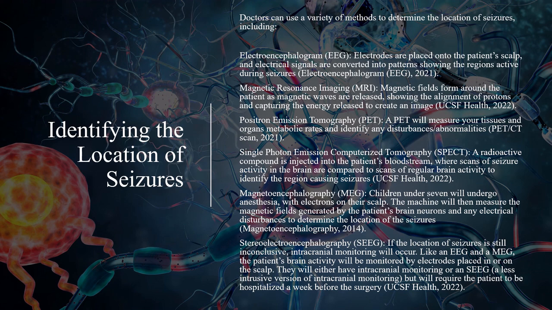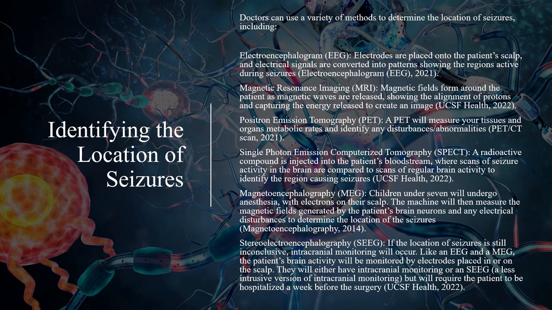Positron emission tomography. A PET will measure your tissues and organs' metabolic rates and identify any disturbances or abnormalities. Single photon emission computerized tomography. A radioactive compound is injected into the patient's bloodstream, where scans of seizure activity in the brain are compared to scans of regular brain activity to identify the region causing seizures.